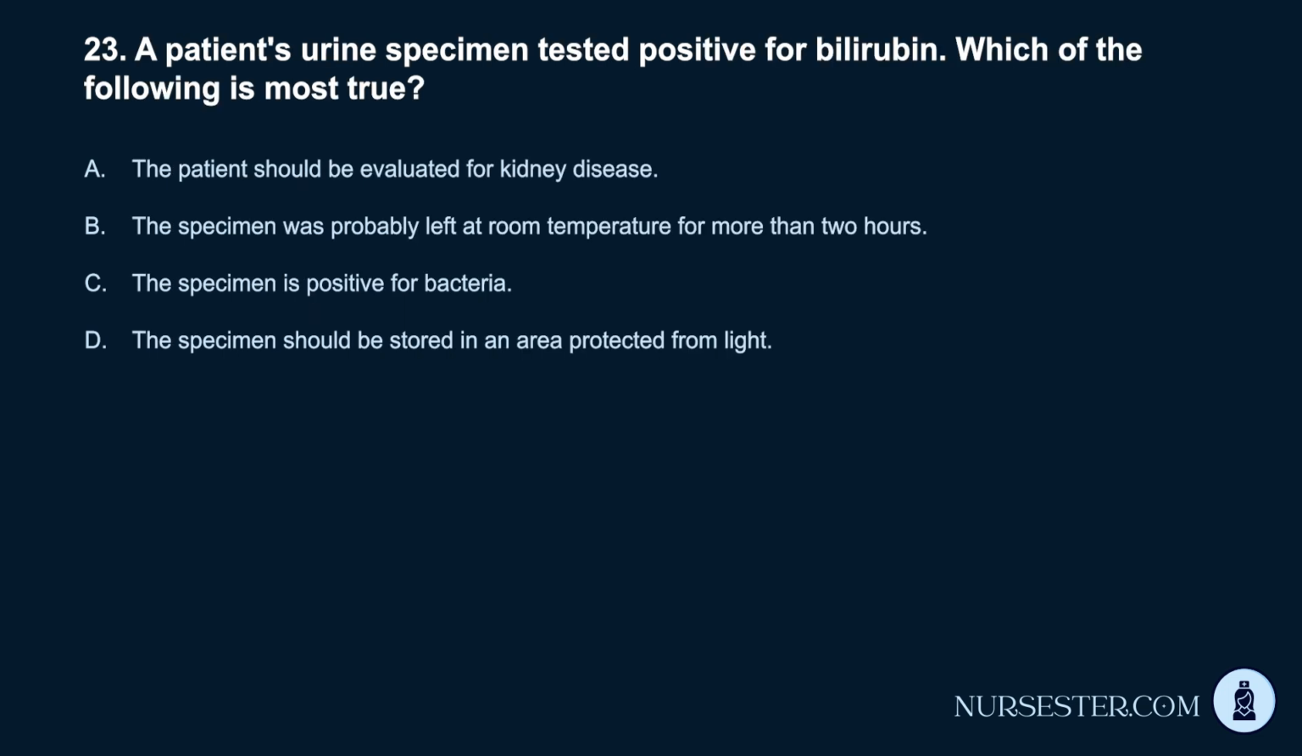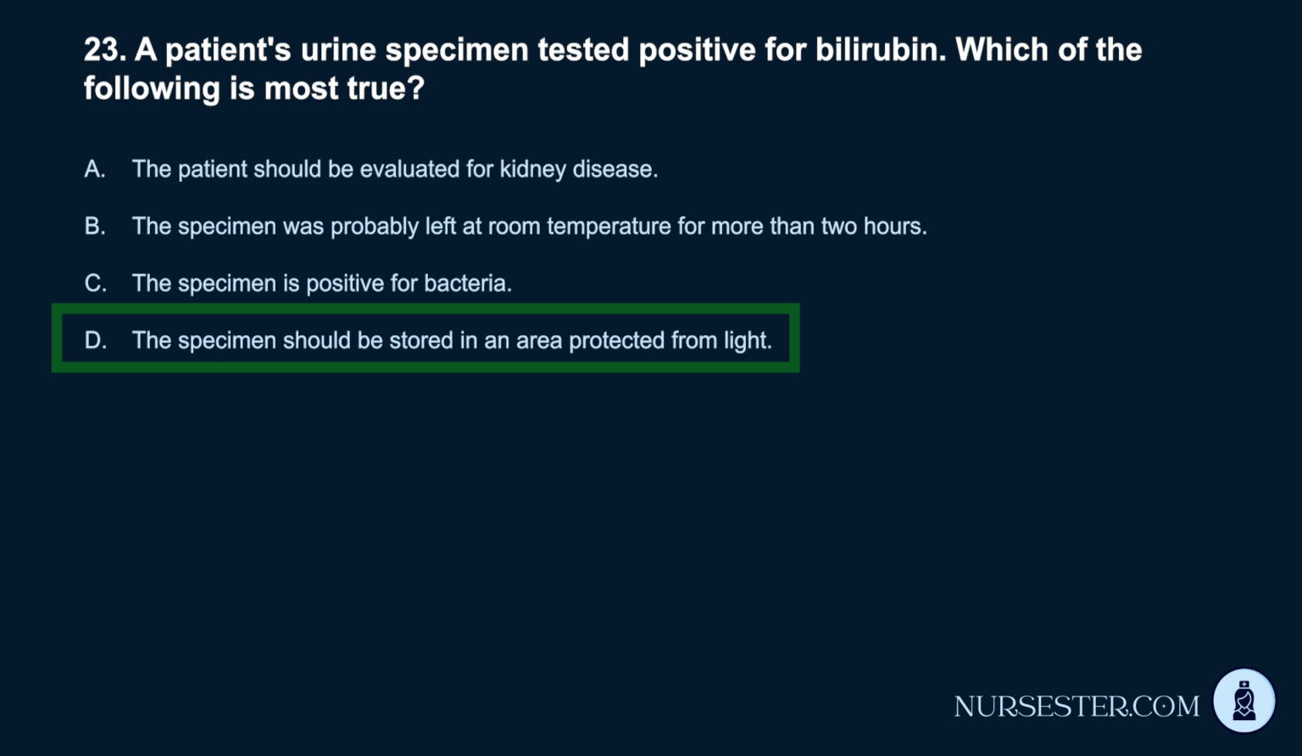23. A patient's urine specimen tested positive for bilirubin. Which of the following is most true? A. The patient should be evaluated for kidney disease. B. The specimen was probably left at room temperature for more than 2 hours. C. The specimen is positive for bacteria. D. The specimen should be stored in an area protected from light.